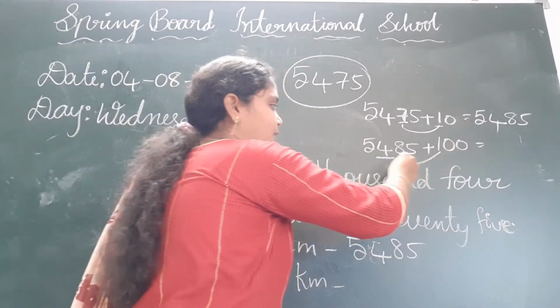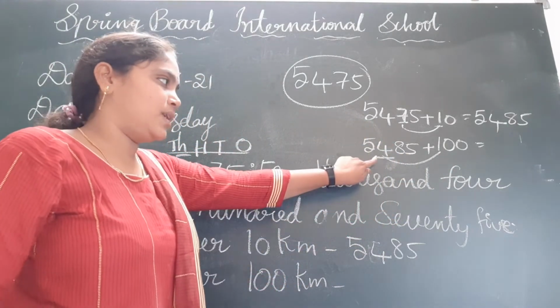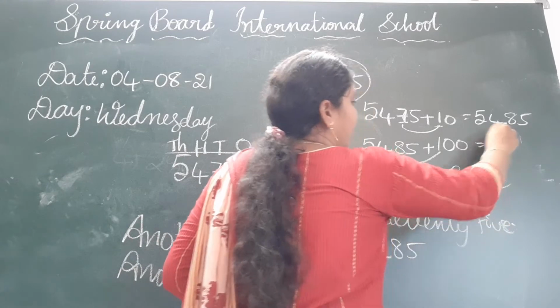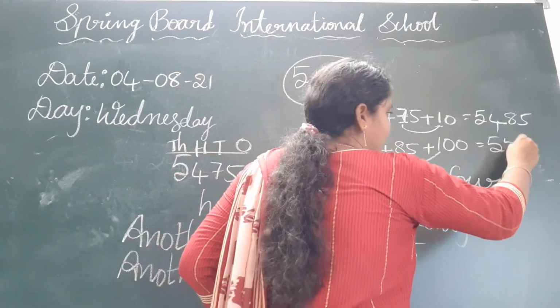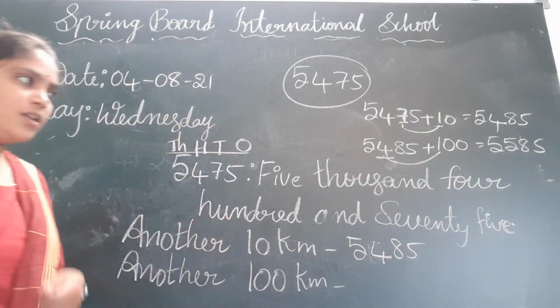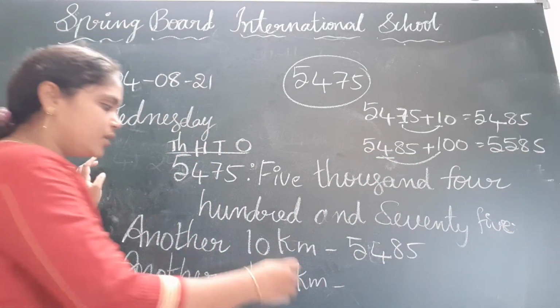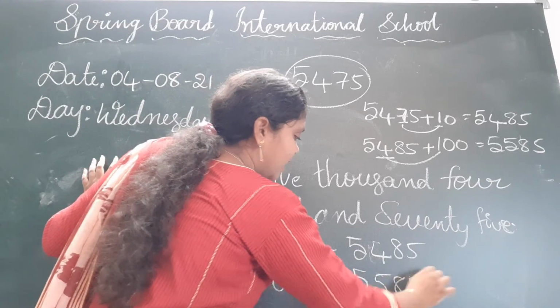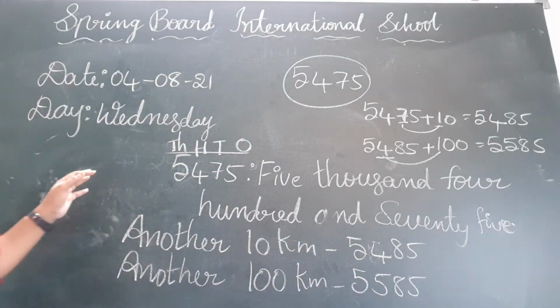Just add 1 in 100's place of the digit. So 4 plus 1, 5. Add 1. 4 plus 1 is also 5, and 8 and 5. So 5,585. So this is the reading after 100 kilometers.